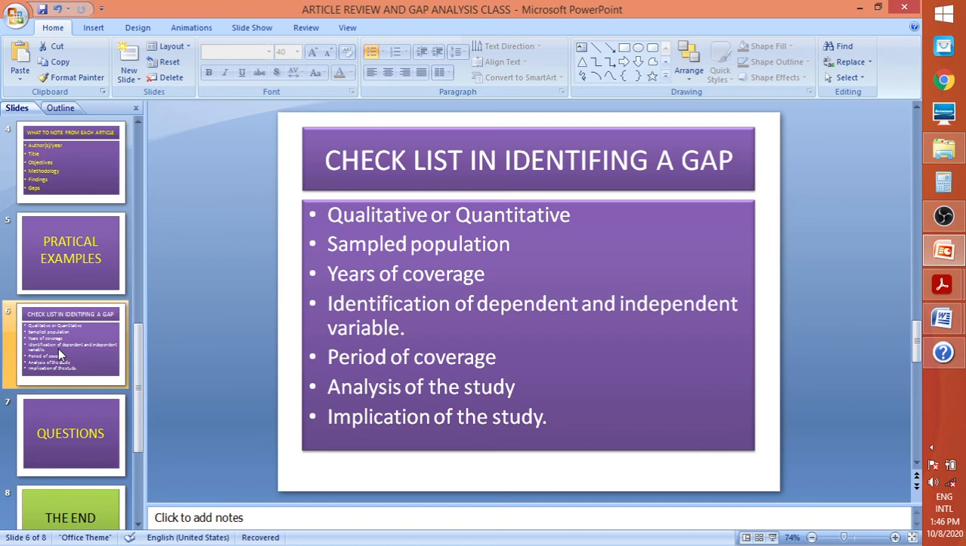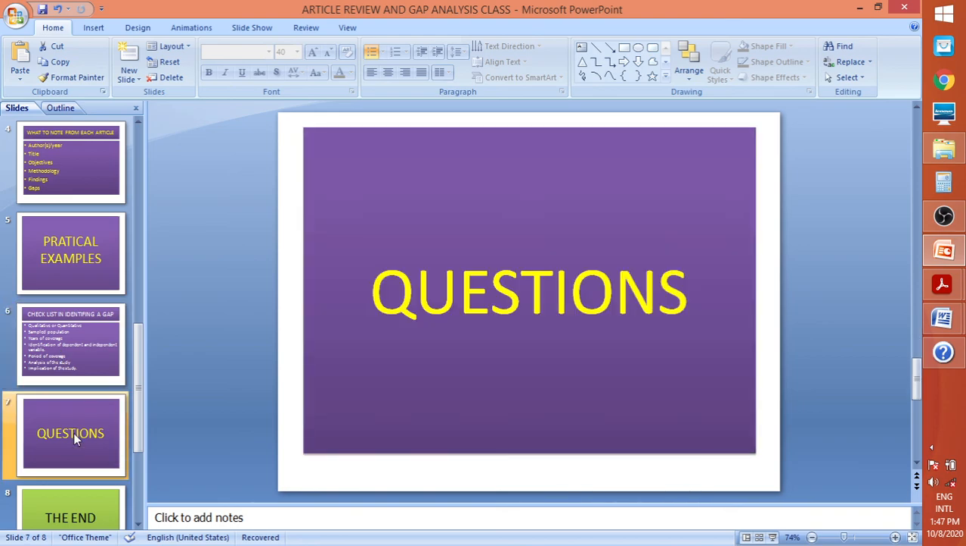Then finally, most articles are not always stating the implications of the study. So when you go through the article and you find no implication of the study, let it be known that the implication of the findings weren't made known in this article. So I believe with this, you should be able to do your article review properly.